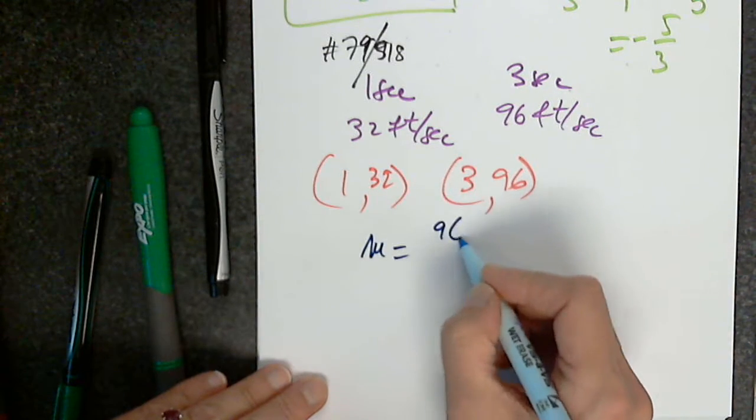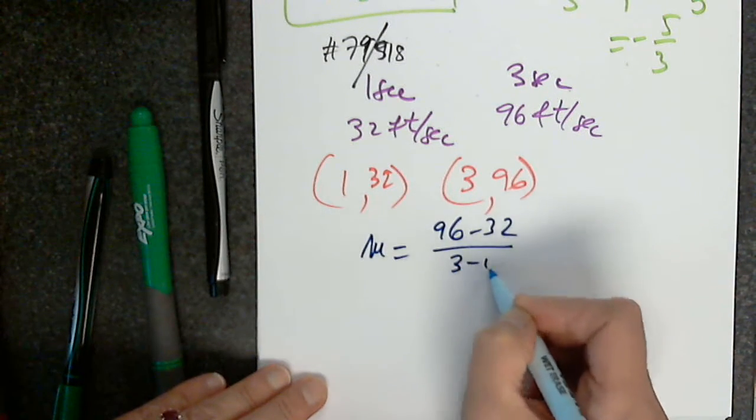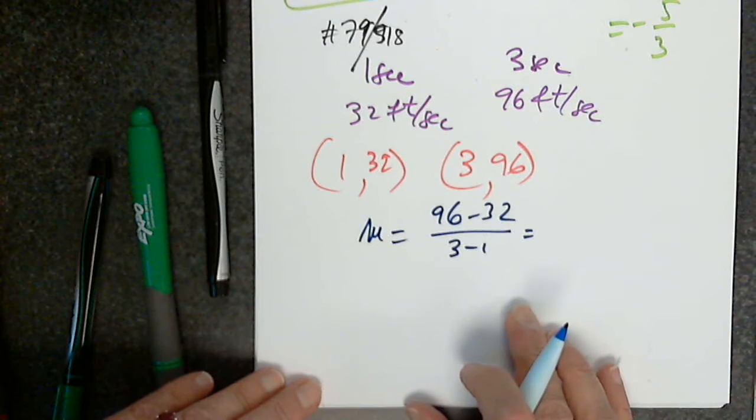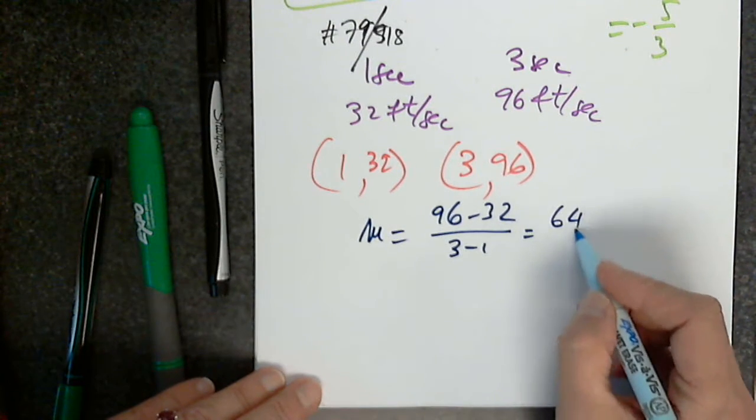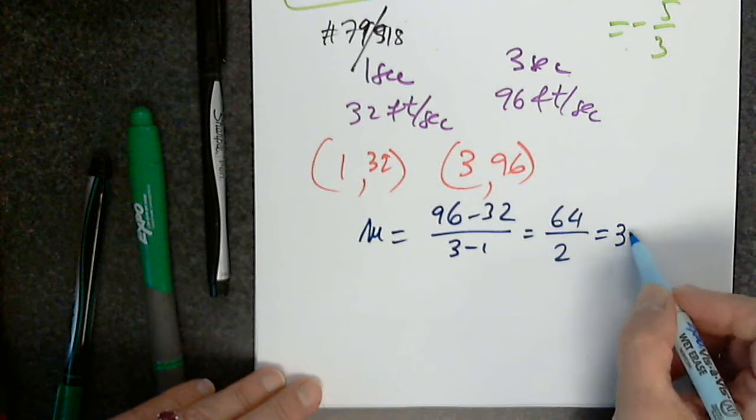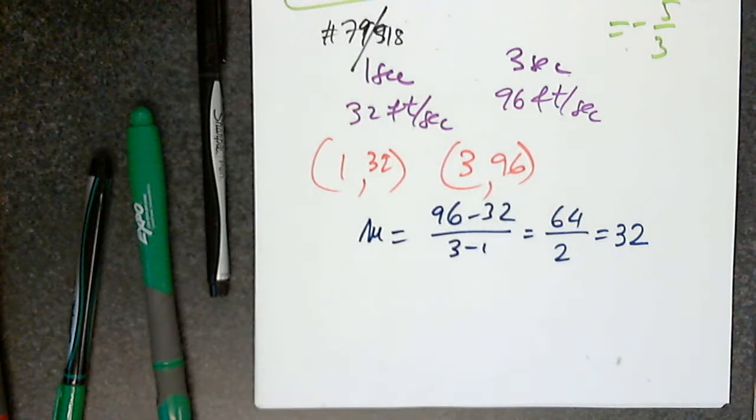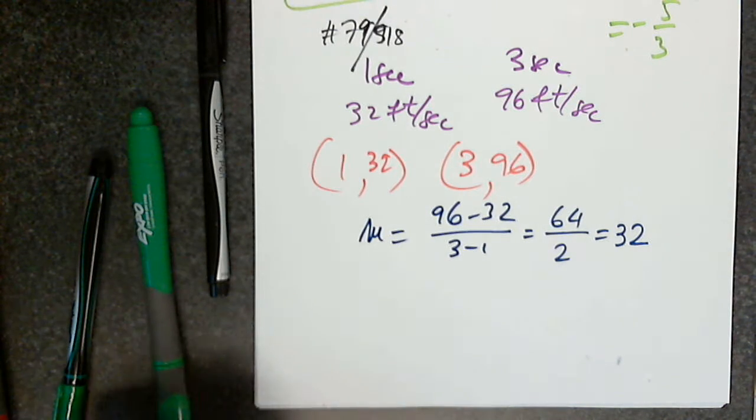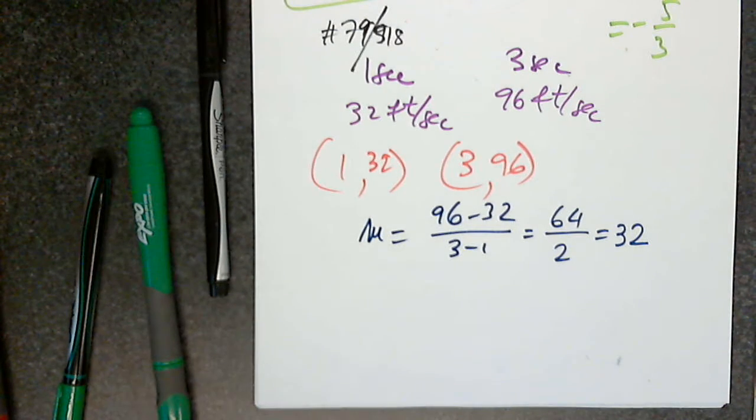Very good. So 96 minus 32 over 3 minus 1. That is 64 divided by 2, or 32. It doesn't mean anything if I don't put the measurement unit. The measurement unit of a ratio or a rate of change is actually a ratio of 2 measurement units. The top has the measurement unit for the top, and the bottom has the measurement unit for the bottom.